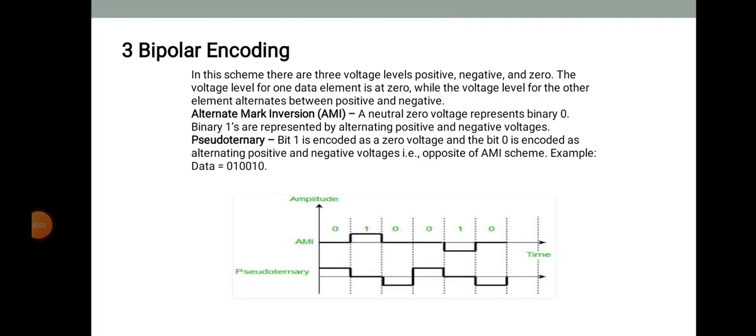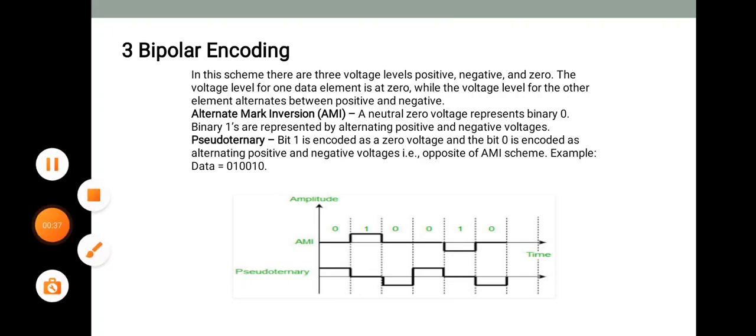Hello students, today we will see the next topic, which is bipolar encoding. It has two types of bipolar code encoding: bipolar AMI and bipolar pseudo-ternary. In this scheme there are three voltage levels, that means positive, negative and 0. The voltage level of one data element is 0, while the voltage level of the other elements alternates between positive and negative. There are two different types.